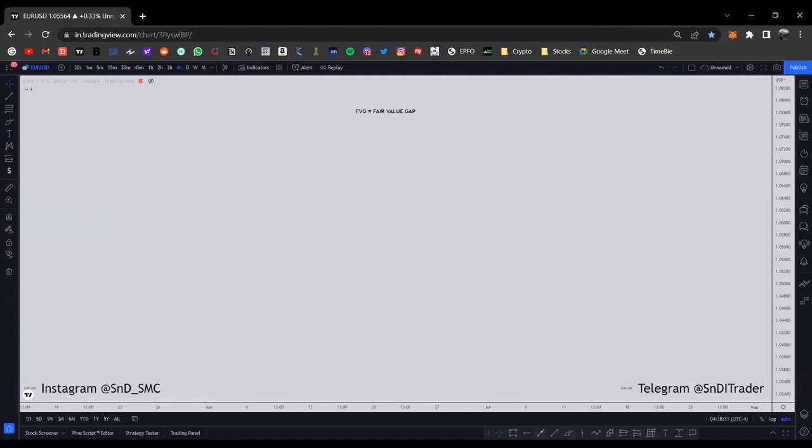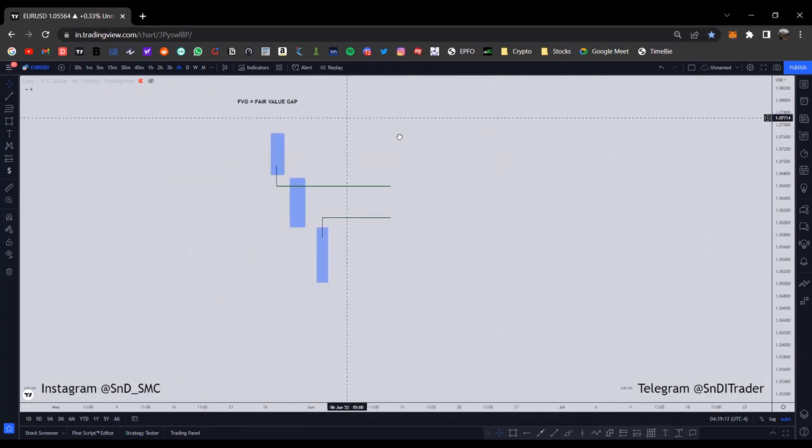Whenever you see price makes a candle like this, and this candle wick just closes here and this candle wick just closed here, the gap between this wick and this wick will be your fair value gap. All right, so this is how you determine the fair value gap.